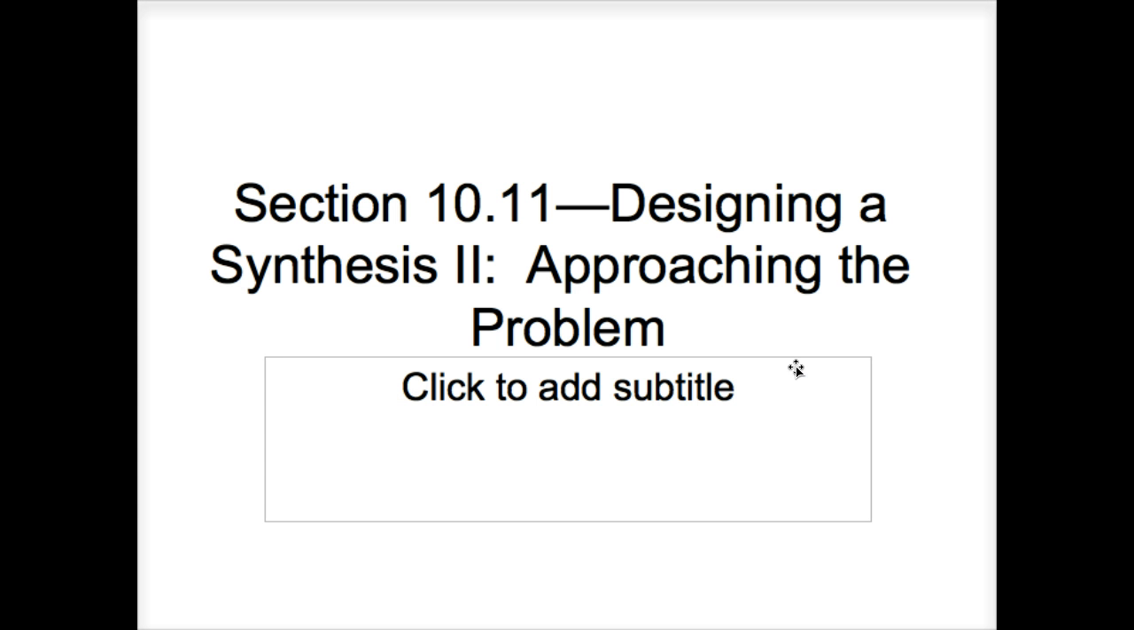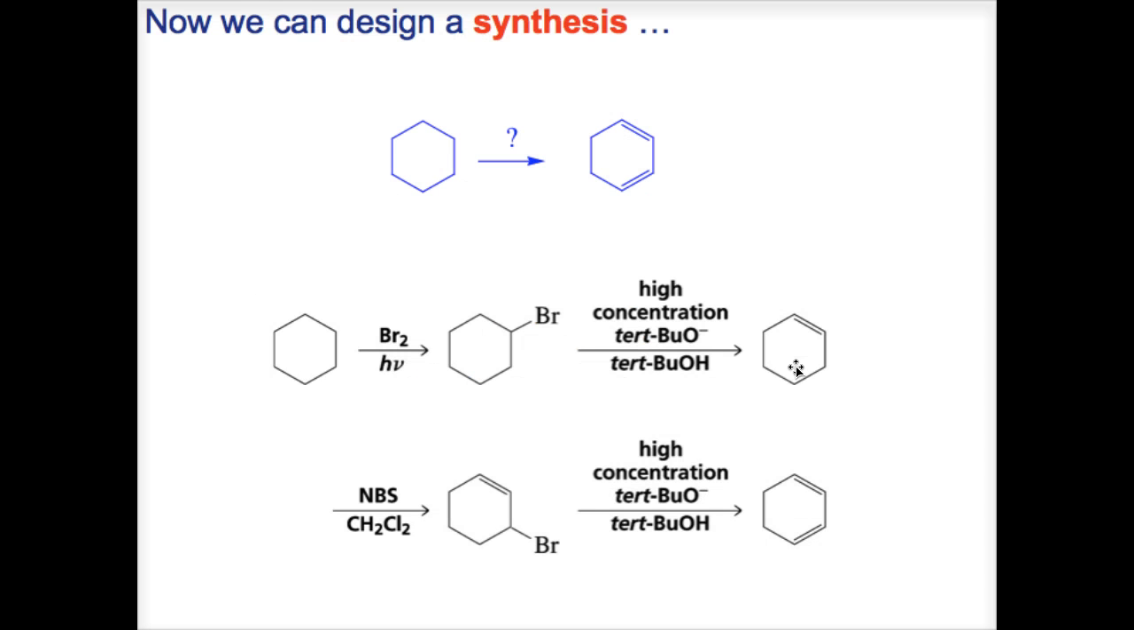Let's talk just for a few minutes about designing a synthesis and approaching the problem of doing this with 6 examples. So we're going to design a synthesis. We need to find the pathway to the target molecule by simple synthesis. This is our target. This is our starting material, a hexane. We want to produce a hexadiene.